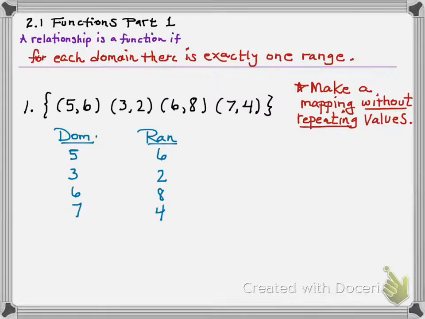So I have the point 5, 6. In other words, 5 goes to 6. My next point is 3, 2, so my 3 goes to 2. I got a 6, 8, so my 6 goes to the 8, and the last point, 7, 4, my 7 goes to the 4. So the question is whether this relationship is a function or not.